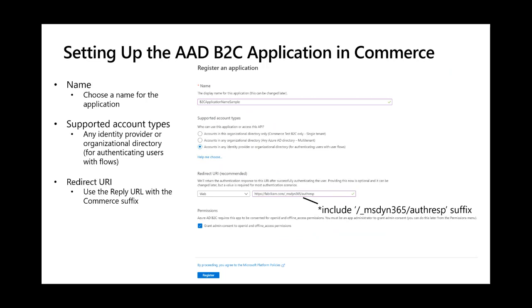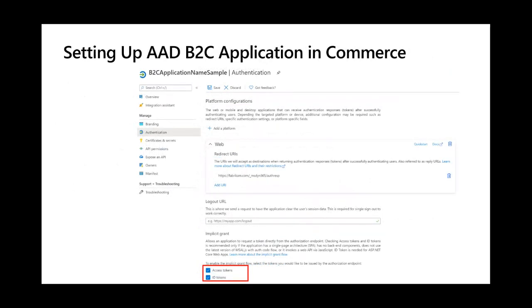You can then set the redirect URI, which is the reply URL from your resource list. So set that to web as type, and then include the reply URL, which is your endpoint URL plus the MS-DYN365/auth response suffix. And I also leave the permissions for grant admin consent to OpenID and offline access permissions selected. So at this point, click register to create your AAD B2C application.